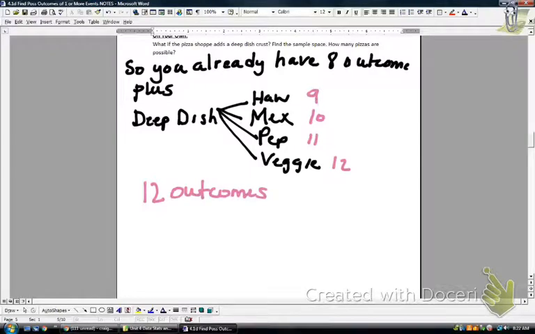There's what your tree diagram should look like. You have deep dish, and then I didn't go ahead and rewrite the outcomes like I did on the first example. I'm a lazy mathematician. But then you can see you have 9, 10, 11, 12 outcomes.